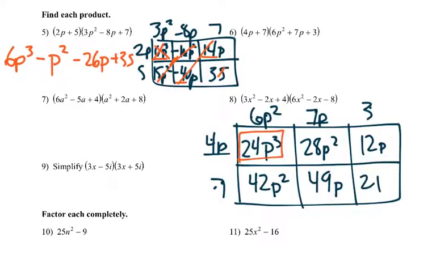Okay, there's no other cubes, so I write 24p cubed. There's two squares, so 42 plus 28 would be 70, positive 70p squared.